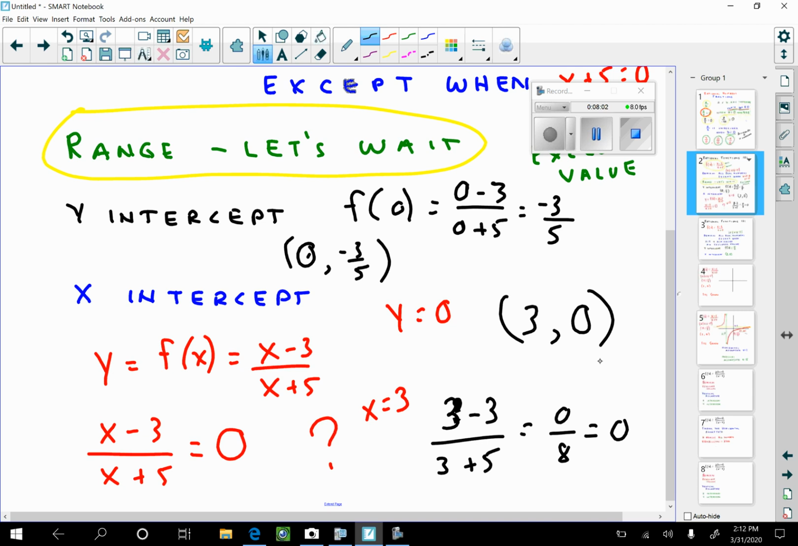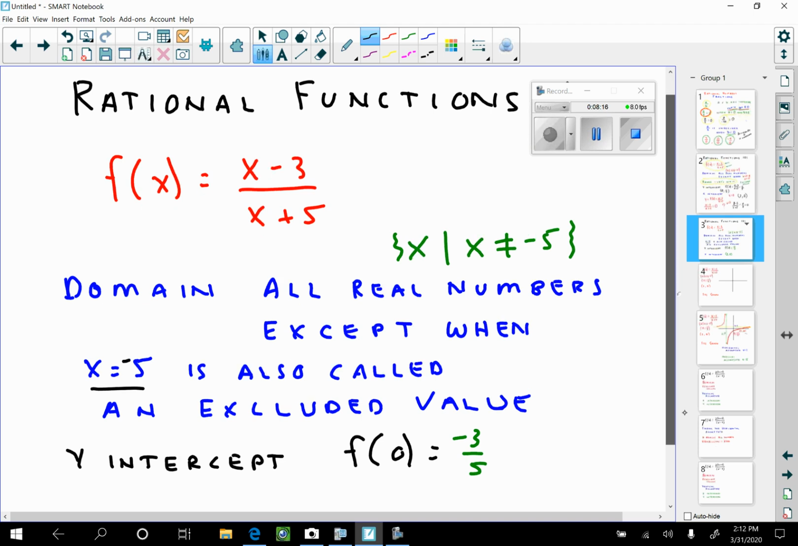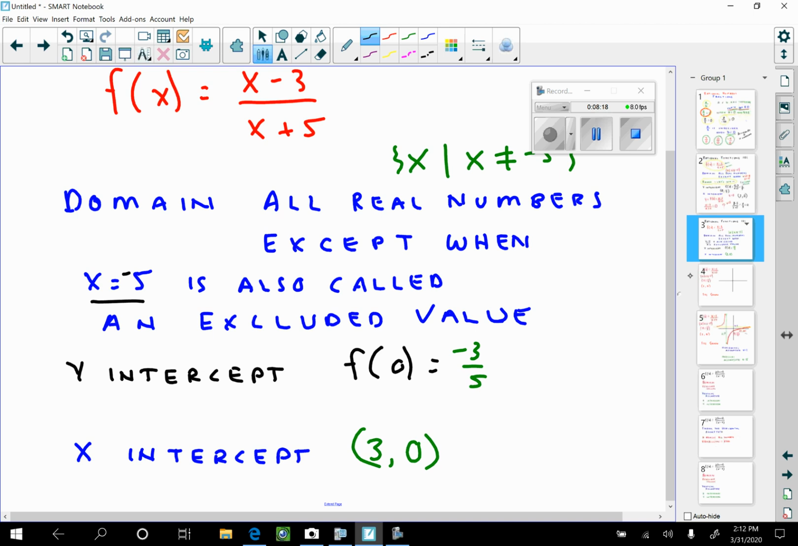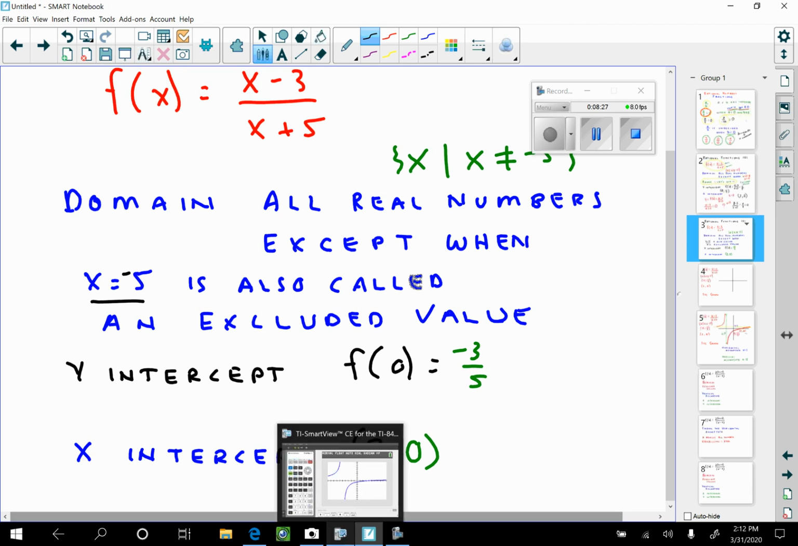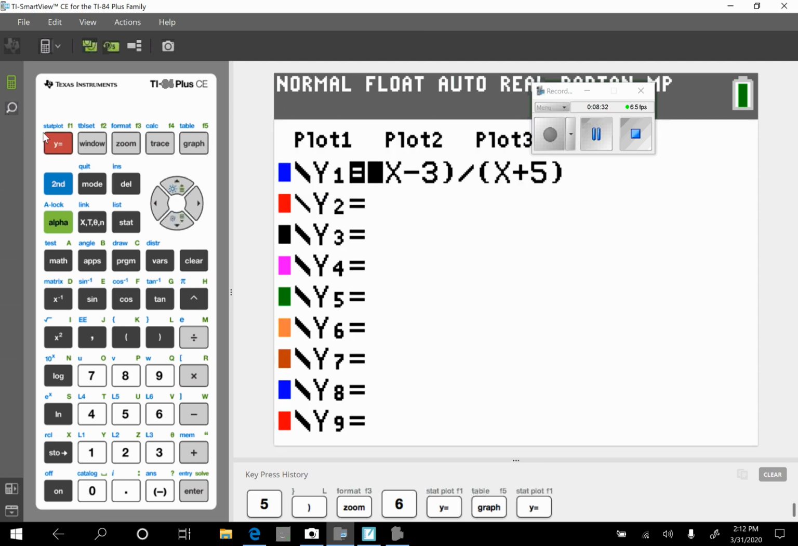The other thing we're going to talk about here, and I think on the next slide, all I did was reiterate what I've done. Yeah, so the excluded value, x equals 5, x equals -5, sorry. And I have the y-intercept, I have the x-intercept. What I'm going to do now is look at the graph of this with my graphing calculator. So I'm going to pull up the graphing calculator and show you what the graph of that looks like. I'm going to make sure that I show you that I do have x minus 3 divided by x plus 5.